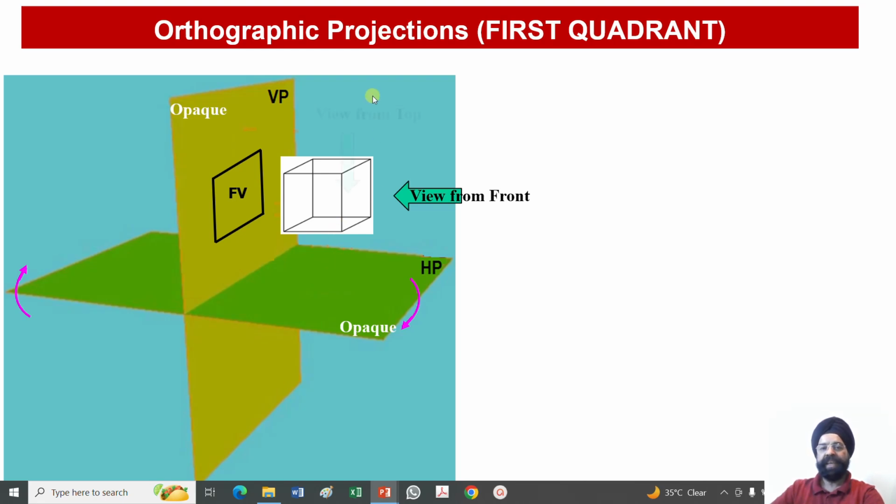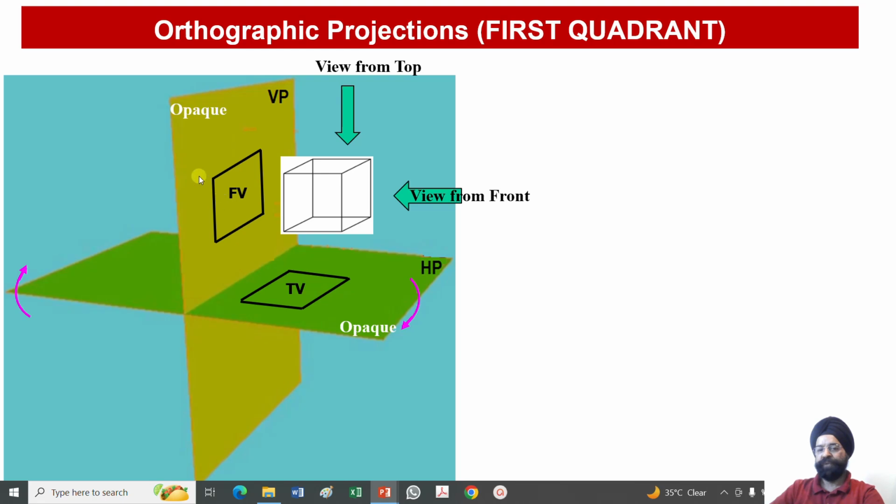Similarly, if I look at this object from the top, the projection lines will be coming, and all these projection lines, they will be focusing upon this horizontal plane wherever they intersect. This will give me the formation of another square. And what will be this distance from this XY line? Whatever is the distance of this cube in front of the vertical plane. So I have obtained two squares. One is the front view, another one is my top view.